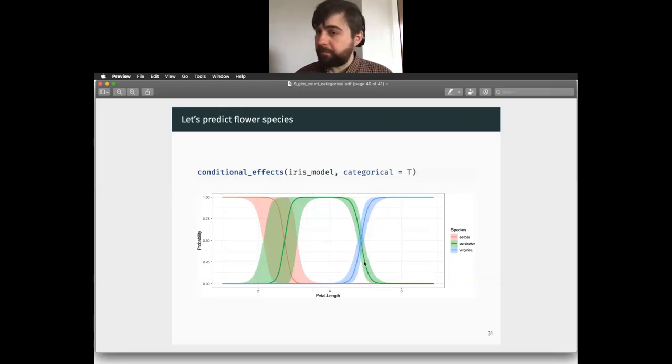Okay, so that's it for categorical models that I've got for you today. Any questions? This is a pretty brief treatment of them. This is obviously a really vast field of research.